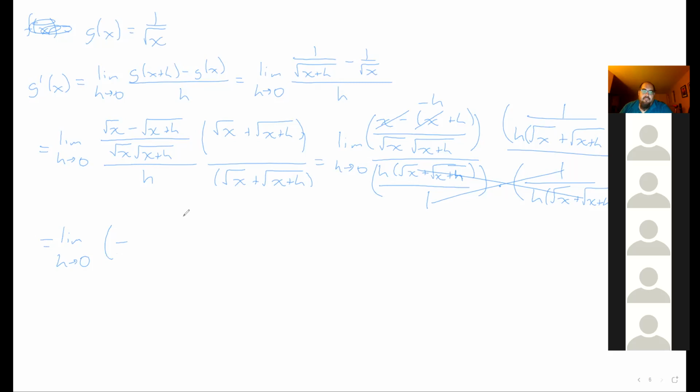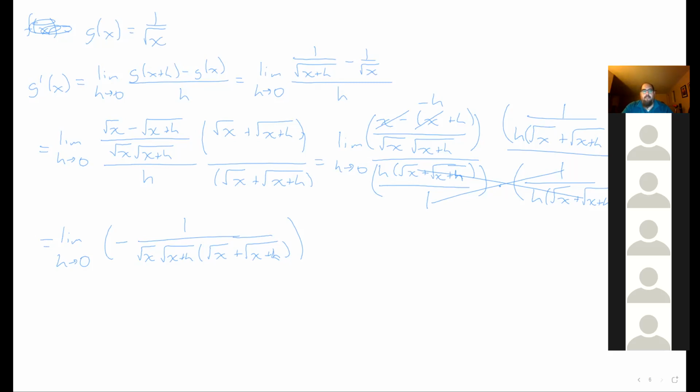So now that's going to leave me this negative 1 over radical x plus h times radical x plus radical x plus h. All right. So now what can I do with this?